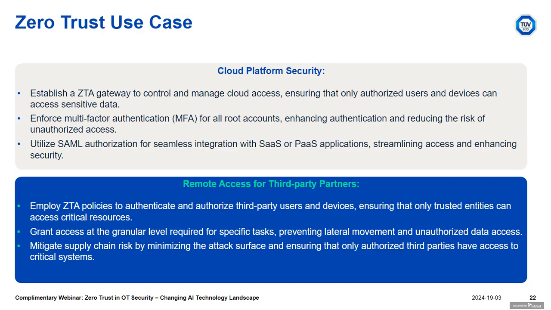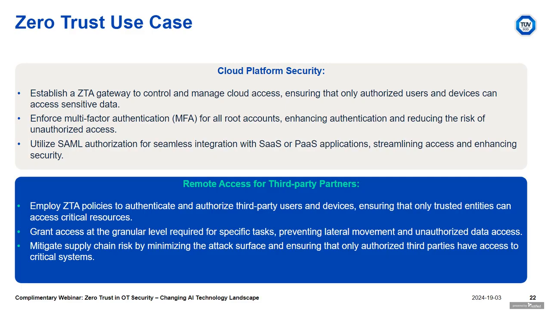Let's talk about some use cases in zero trust. Consider the example of industrial IoT. Cloud platform security is important. Your edge devices, which are in the field and connected to PLCs or different distributed control systems, send data to the cloud so that the cloud platform can analyze that data and provide certain actionable outcomes. So establishing a zero trust architecture with gateways to control and manage the cloud access is the first use case for the cloud platform security.